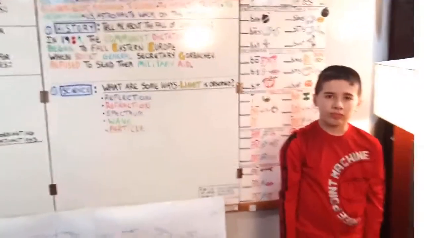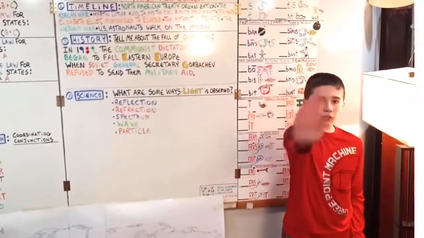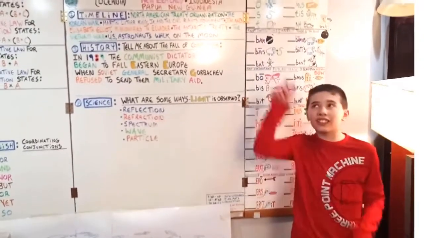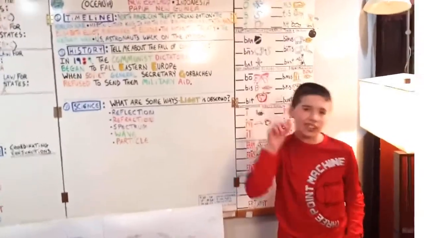So here we go. What are some ways light is observed? Reflection, refraction, spectrum, wave, particle. These are some ways light is observed. Reflection, refraction, spectrum, wave, particle. Whoa, whoa, whoa. Light shine bright.